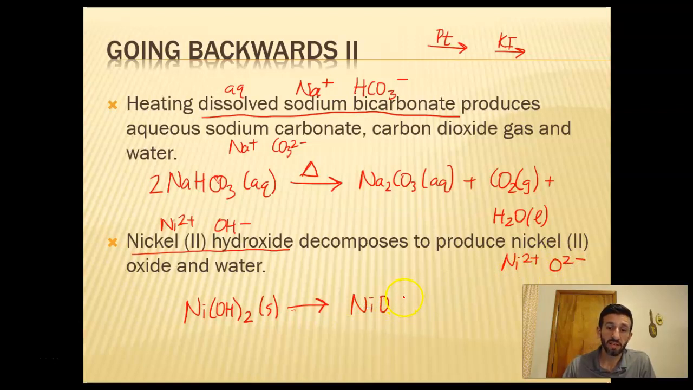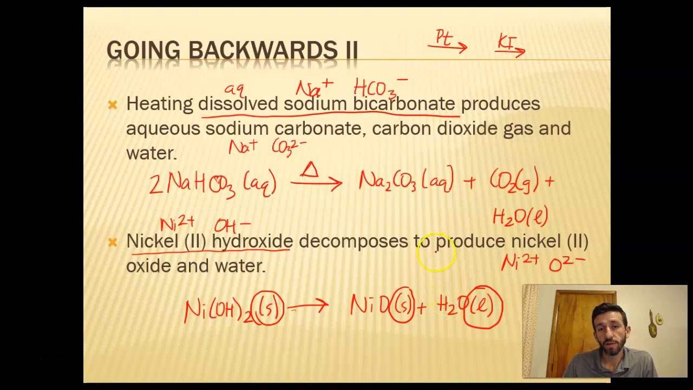Again, it doesn't give me the state of matter. I can assume it's a solid. And then water, I can assume it's a liquid. Now, that being said, if the equation doesn't give you the state of matter, you don't have to include it, okay? The states of matter are not totally essential to a chemical equation. They are just helpful. So if you're told, you can include it. If you're not told, you can exclude it. Or if you can just figure it out like this, then you figure it out. And that's it.